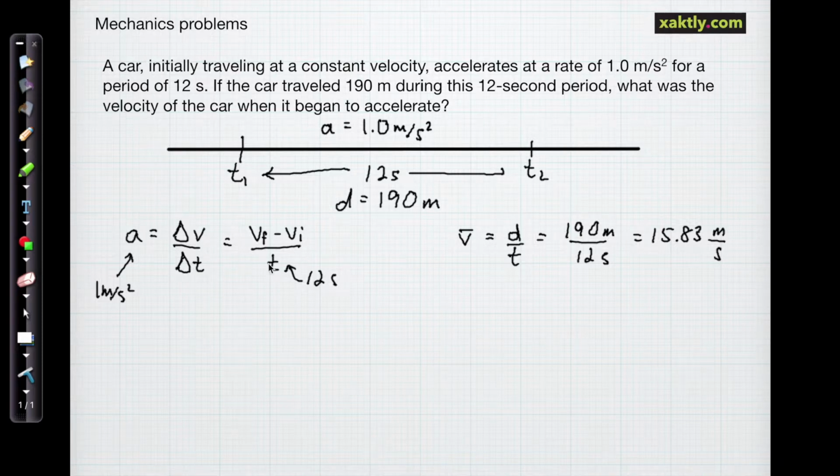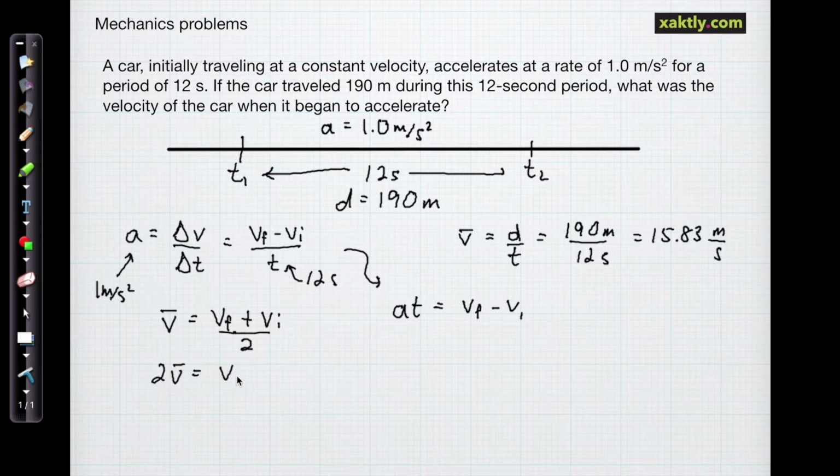Now to solve a problem like this, we need all the tools in our toolbox. So another way to write the average velocity is by just averaging the initial and final velocities. Add them together and divide by 2. Now let me just rearrange this acceleration equation by saying that at is equal to V final minus V initial. And let me rewrite this average velocity as 2 V average is equal to V final plus V initial.